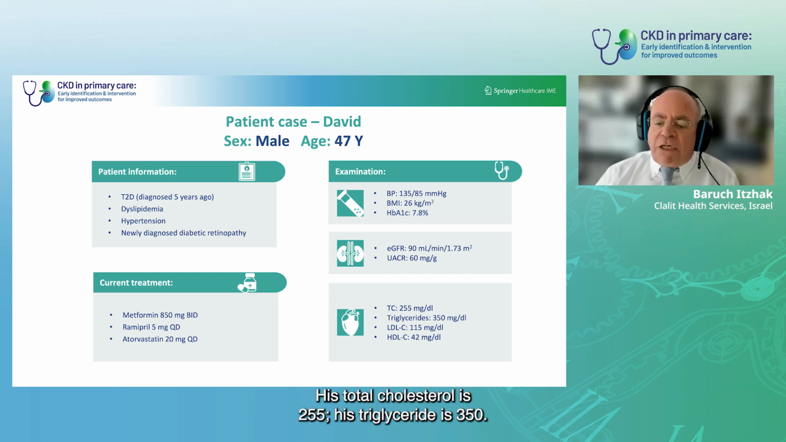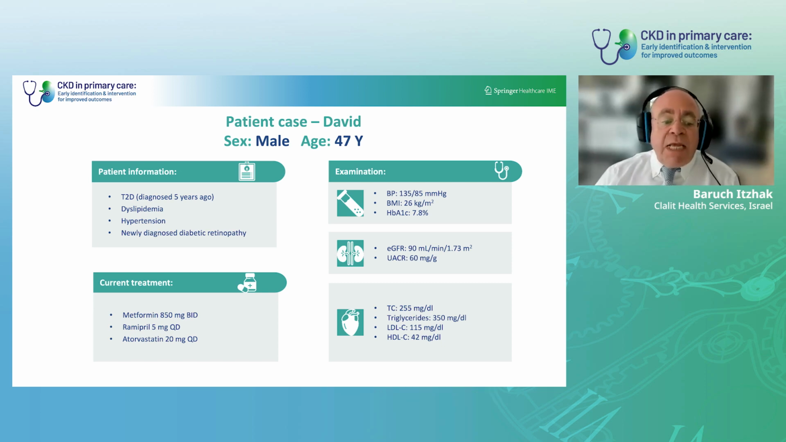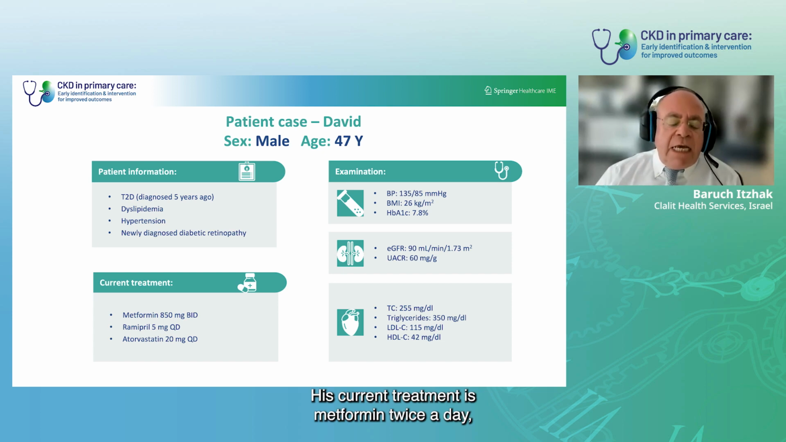His total cholesterol is 255. His triglyceride is 350. His LDL cholesterol is 115 milligrams per deciliter, and his HDL cholesterol is 42 milligrams per deciliter. His current treatment is metformin twice a day, Ramipril 5 milligrams once a day, and atorvastatin 20 milligrams once a day.